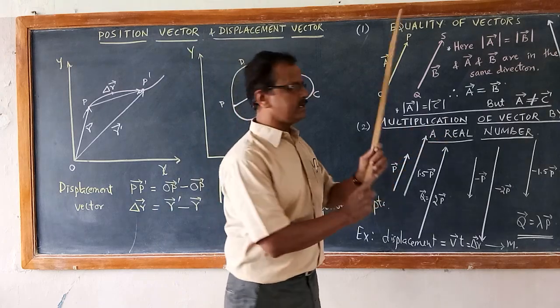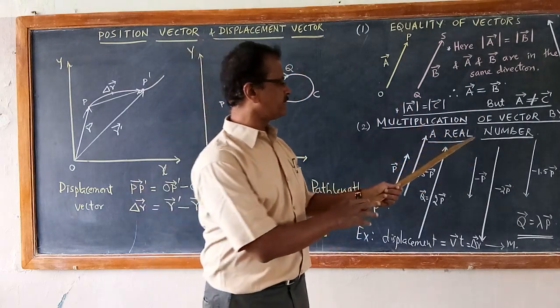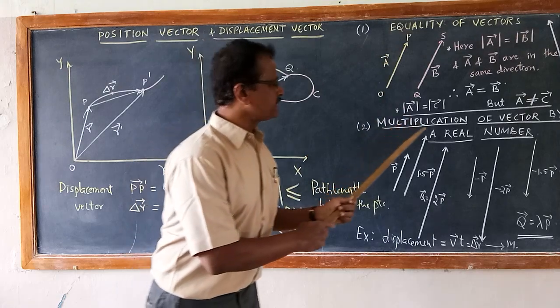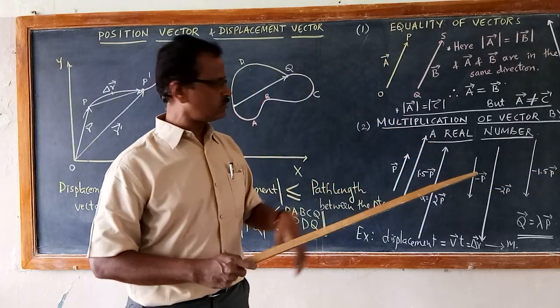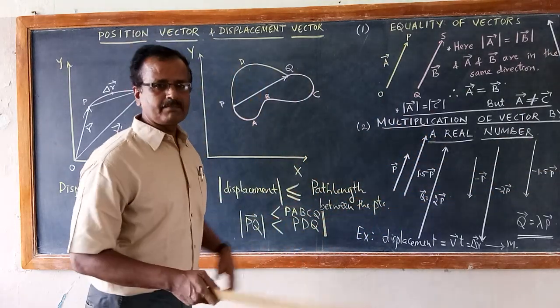Multiplication of a vector by a number. Multiplication of a vector by a real number, or multiplication of a vector by a scalar. That's how we are going to study. Let us see the examples here.